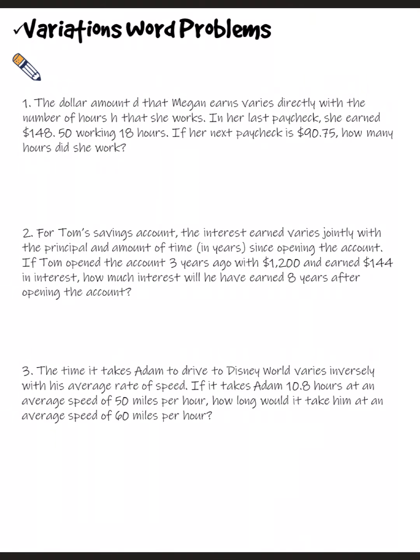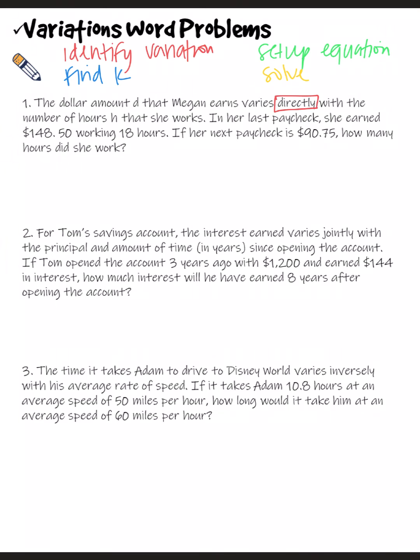So in solving these problems, your first step is going to be identify your variation. And then you're going to need to find your K, set up your equation, and solve. Okay? So, identify our variation. All of these are going to tell us what kind of variation. This says directly. So, we're looking at y equals k times x. And this gives us a dollar amount D and H as our variables. I'm going to stick with X and Y. So the D, the one that is varying, is Y, and the H is X.